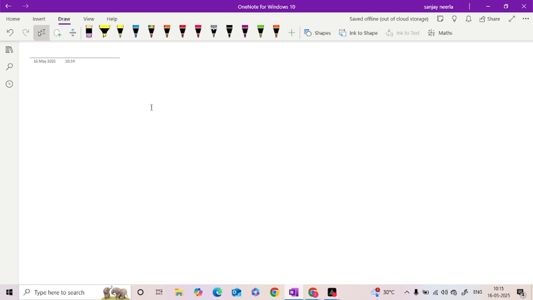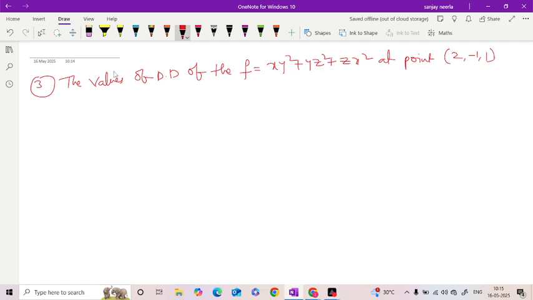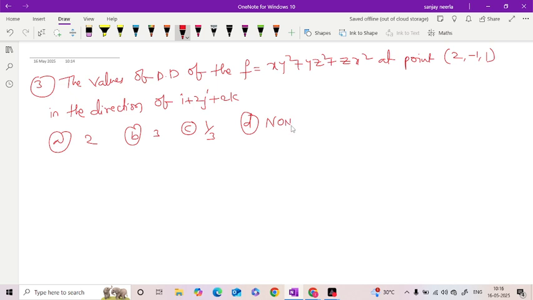So the third question is: find the directional derivative of the scalar point function f equal to xy square plus yz square plus zx square at the point 2 comma minus 1 comma 1 in the direction of i plus 2j plus 2k. Option A 2, option B 3, option C 1 by 3, option D none of the above. Tell the answer quickly.